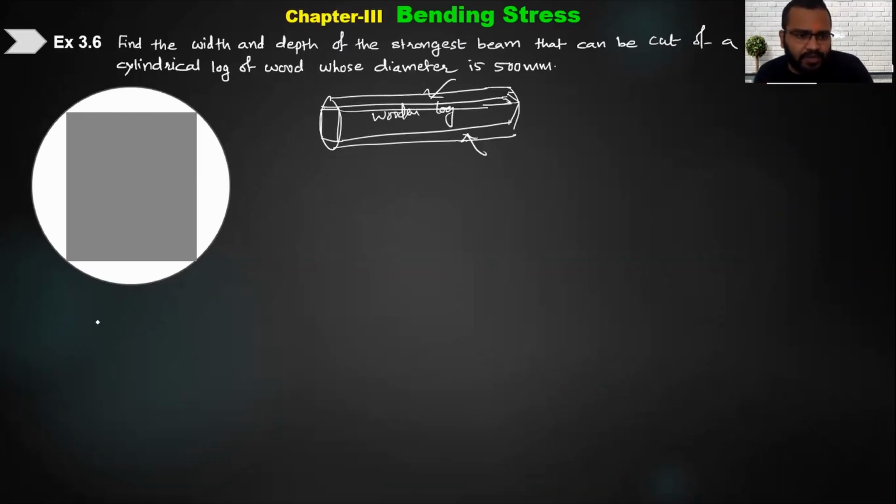How will we do it? Now on which parameter will the strength, or the bending strength, of the log depend? Now you know the bending equation. If you need the bending equation, I will write it here: sigma by y equals M by I. So which parameters do I need to observe here to get the maximum strongest beam possible out of this particular 500 mm wooden log? Can anybody let me know?